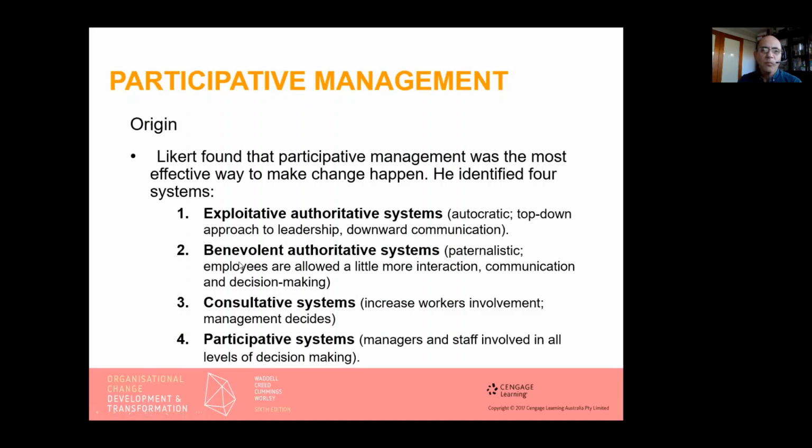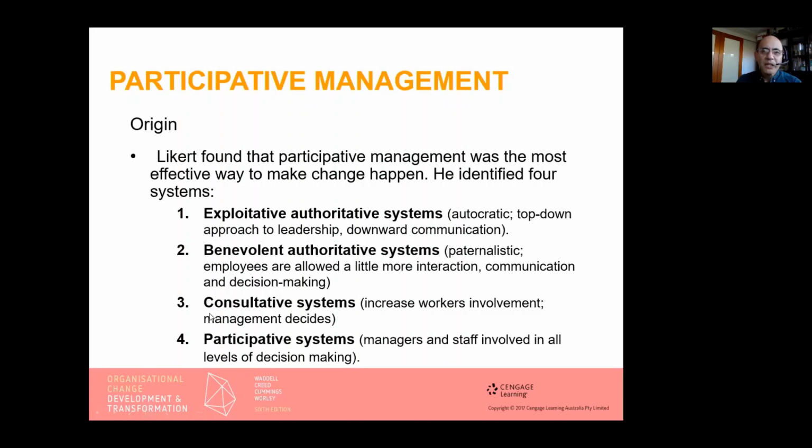Now that moved as time went on into what we call a benevolent authoritative system. So very paternalistic. There's a little bit of interaction, but really not that much. Communication is usually from the top going down, and there's hardly any consultation. Mind you, there are still many companies out there that still have a benevolent authoritative system. So the managers are still making decisions without any consultation.